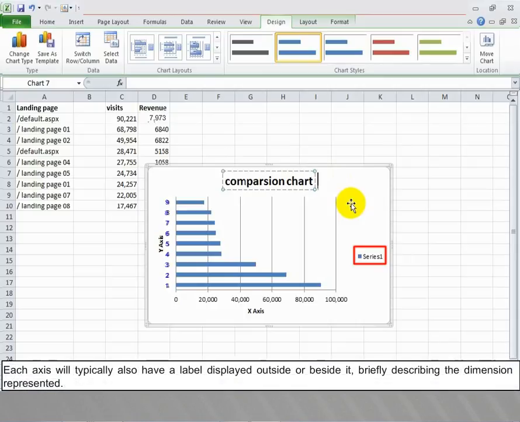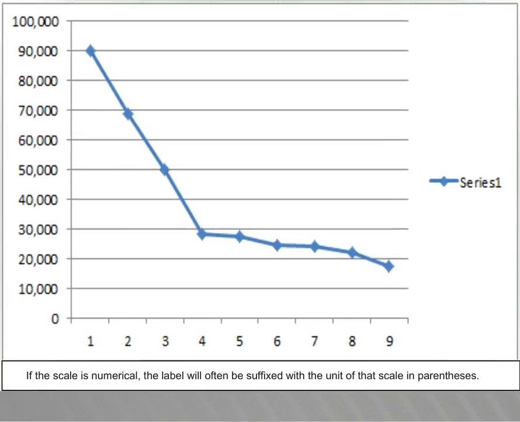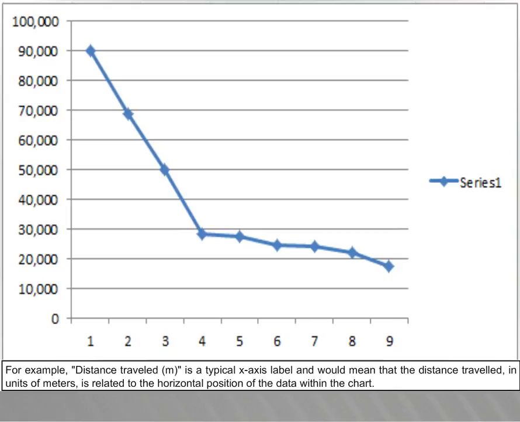Each axis will typically also have a label displayed outside or beside it, briefly describing the dimension represented. If the scale is numerical, the label will often be suffixed with the unit of that scale in parentheses. For example, distance traveled (m) is a typical x-axis label and would mean that the distance traveled in units of meters is related to the horizontal position of the data within the chart.